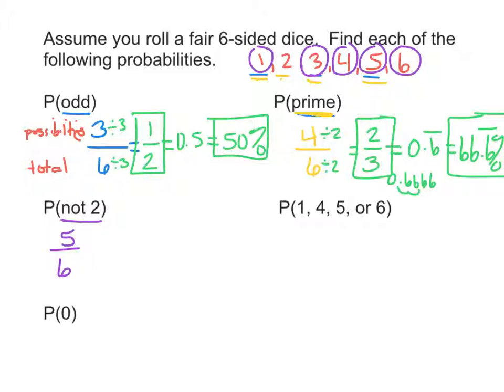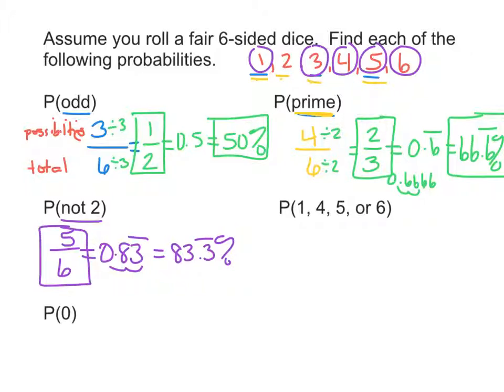We would do 5 divided by 6 and get 0.83 repeating, which if we move the decimal 2 places gives us 83.3 repeating percent. So our probability for this one is 5 out of 6, or 83.3 repeating percent.